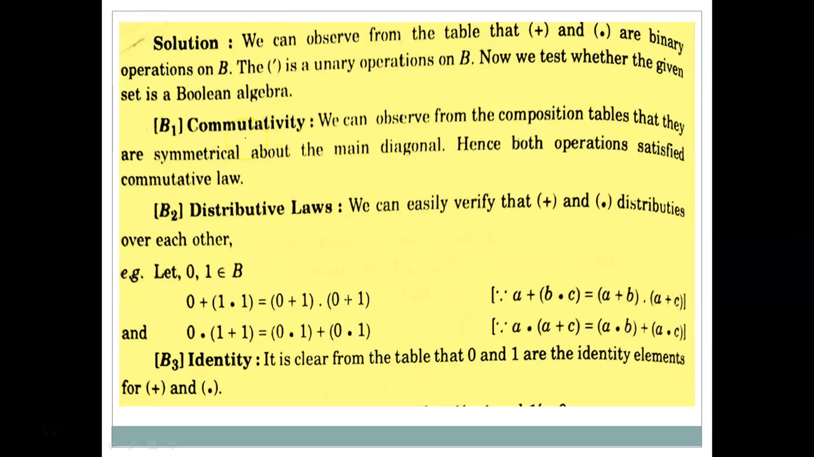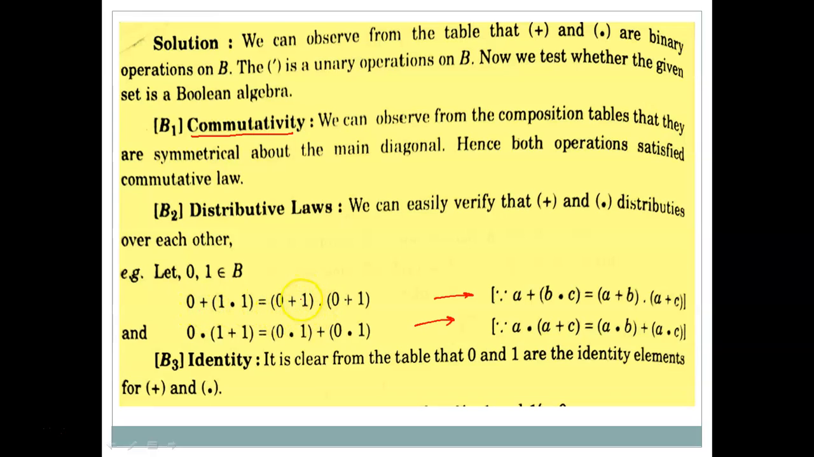The first property is commutativity. We can observe from the composition table that they are symmetric about the main diagonal, hence both the operations satisfy the commutative law. Distributive means you take 0 plus 1 dot 1 and you do like this, then you take 0 dot 1 plus 1, you do like this. So this distributive property is satisfied, because solving this 1 dot 1, you know it is a 1, so 1 plus 0 you also know this is equal to 1.